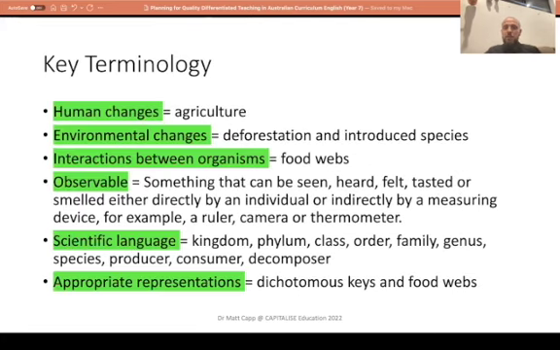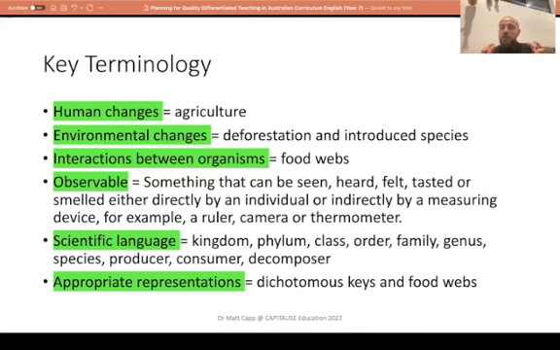So in this case, what human changes are we looking for? What environmental changes? What do we mean by interactions between organisms? What observable means, because there's a tendency to sometimes just assume what the curriculum is actually asking rather than going back to it as a source document.